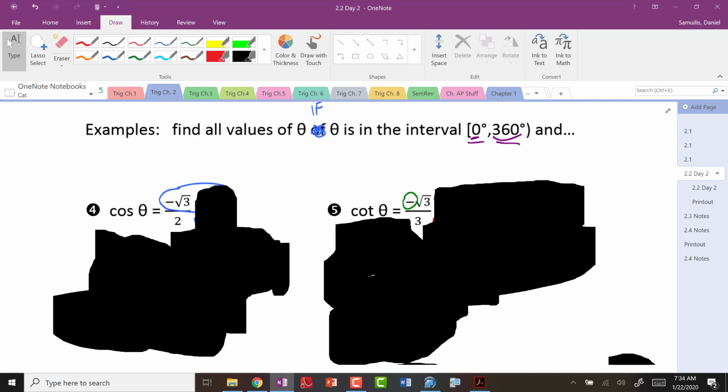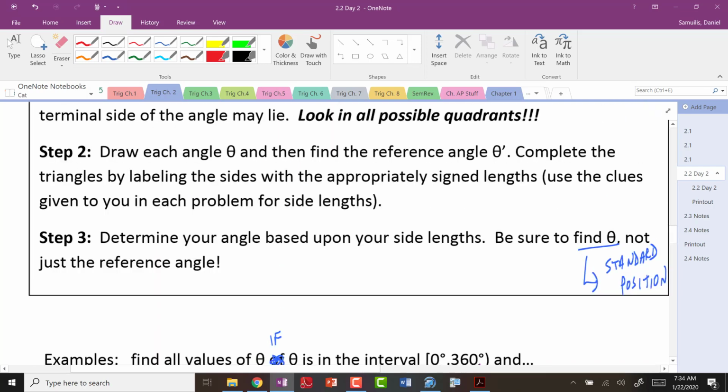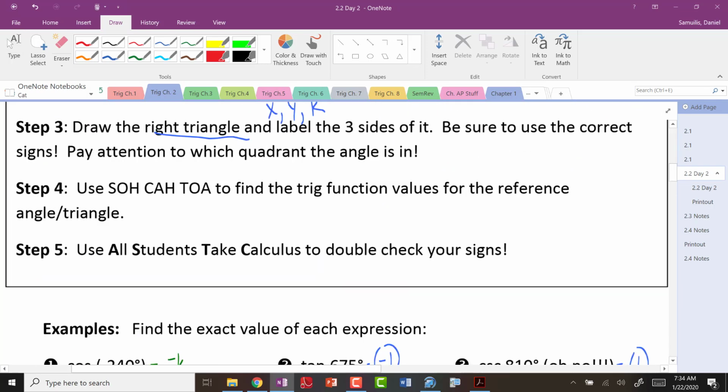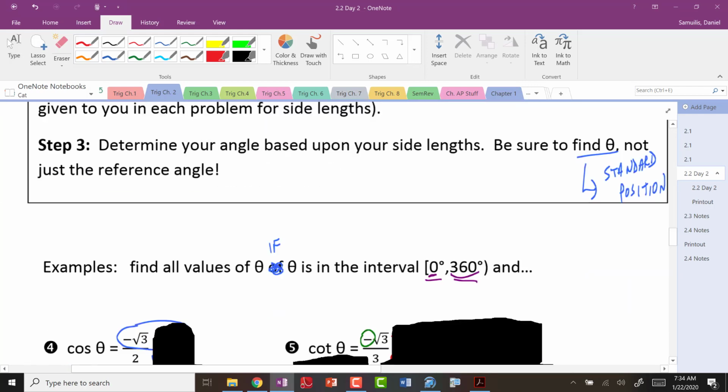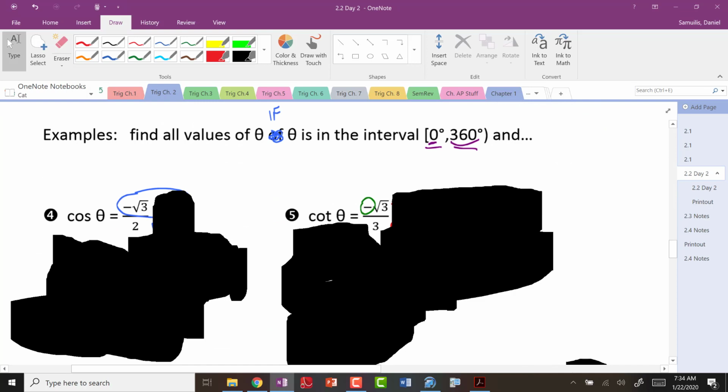from the given side. So I have the ratio. Now I have to find the angle. That is the exact opposite of these questions. I have the angle. I want the ratio. Well, now I'm reversing it, and the directions dictate that I need to find all answers covering all quadrants.